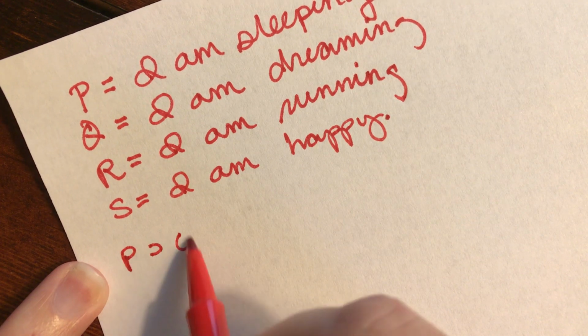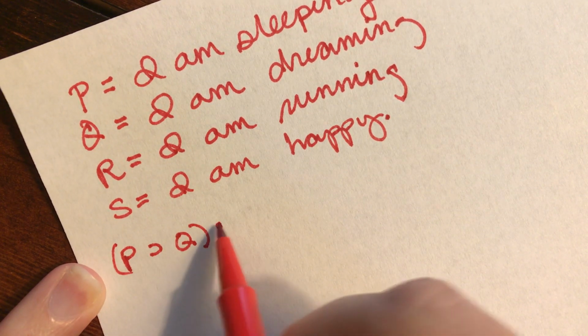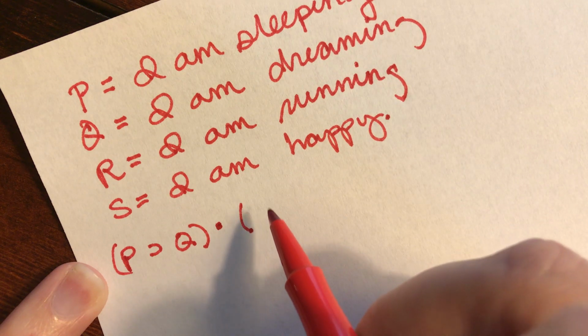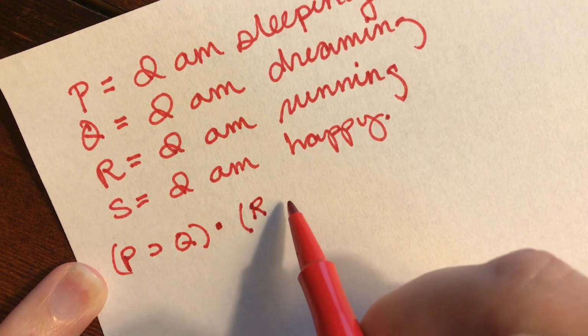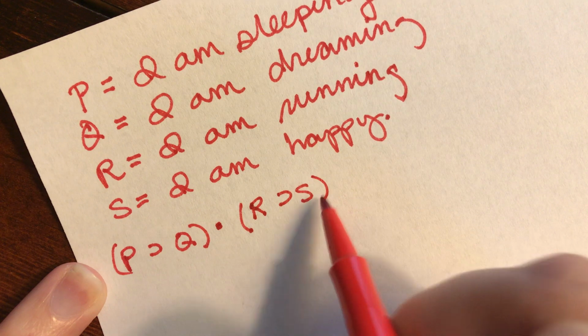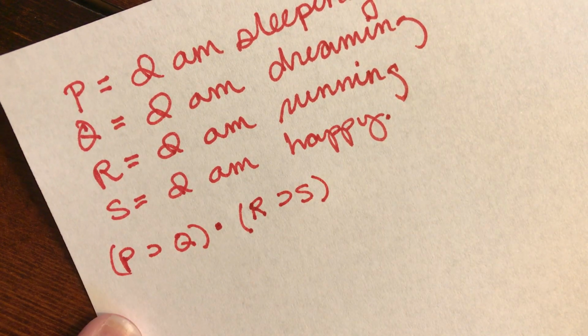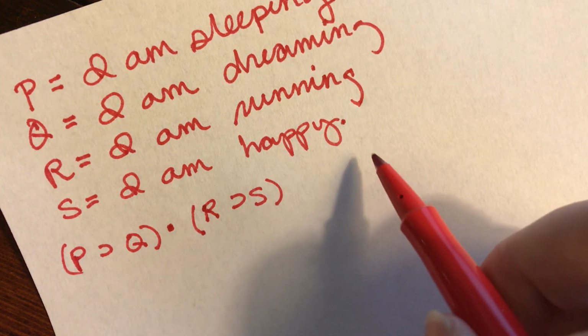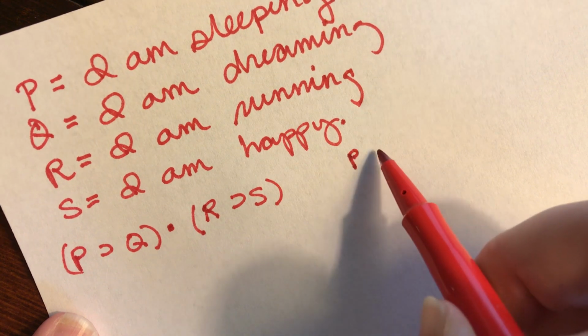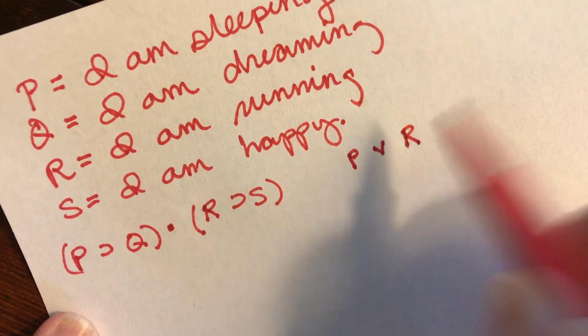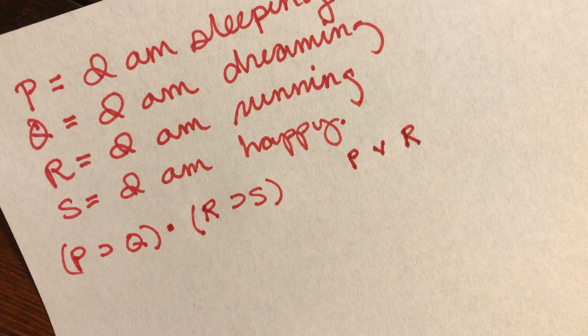if P then Q, and if R then S, do y'all all see that what I have said is that if I'm sleeping, then I'm dreaming, and if I'm running, then I am happy? Does everybody agree with that? Okay, great. Then I'm going to add to that P or R. So either I am sleeping or I am running.